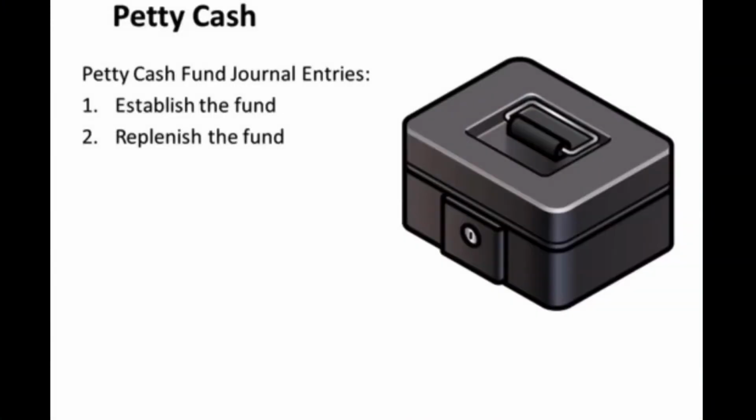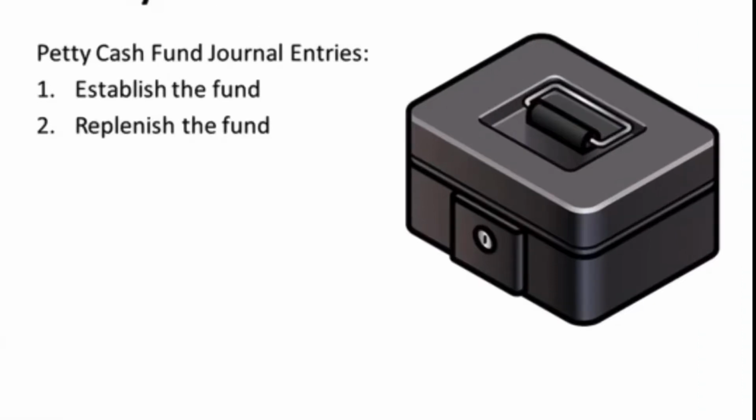A petty cash account is used for small purchases where going through the check approval process is too time consuming. There are two journal entries involved in the petty cash process. The first is the journal entry to establish the funds. The second is the journal entries to replenish the funds when it's out of money.